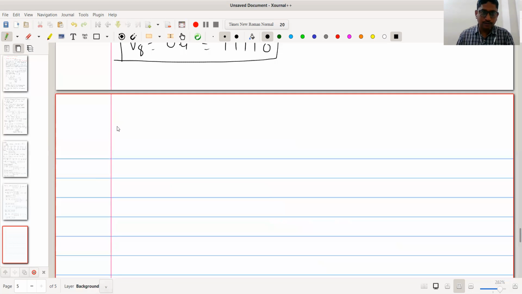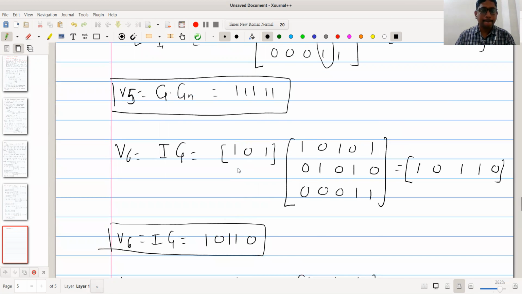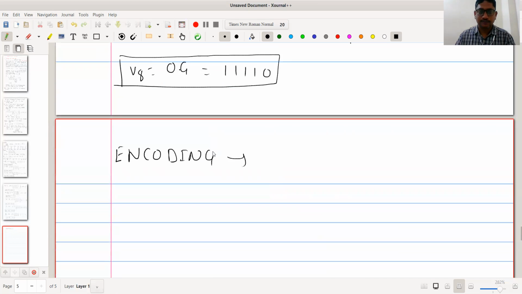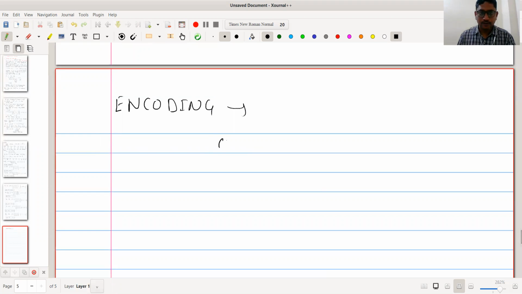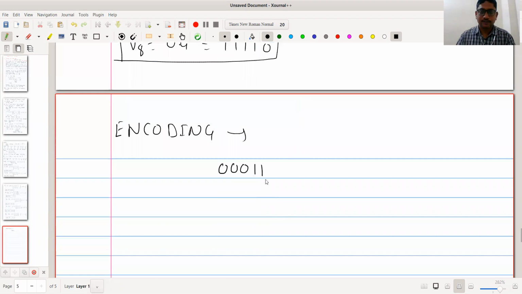So you want to encode this. Finally, the encoding can be written like this. Now you have to be careful while writing. For E, what I have written: for E, it is 00011. What is for N? For N, it is 01001.